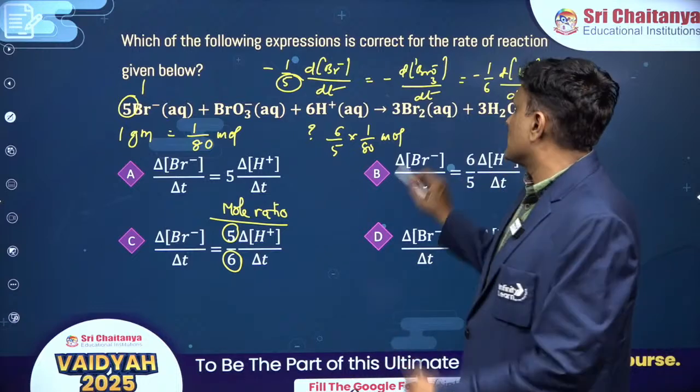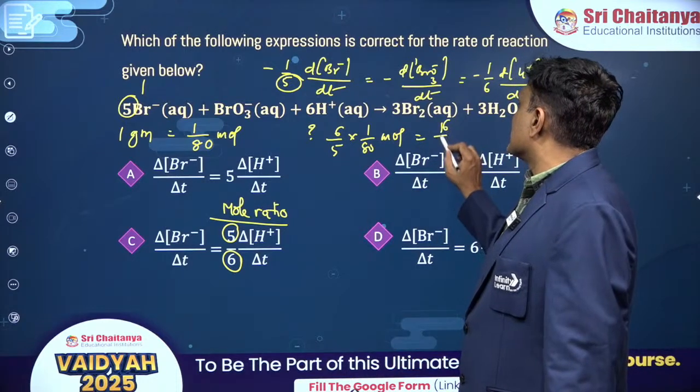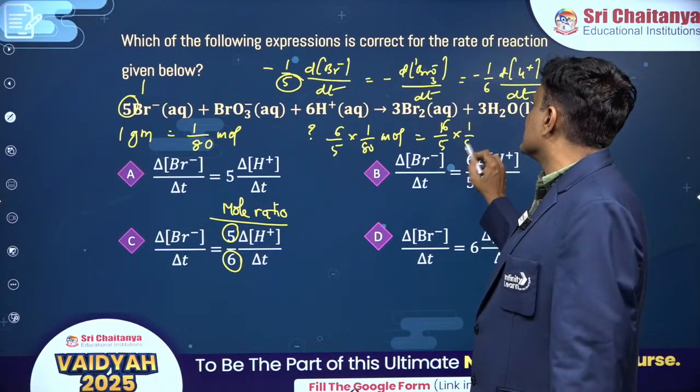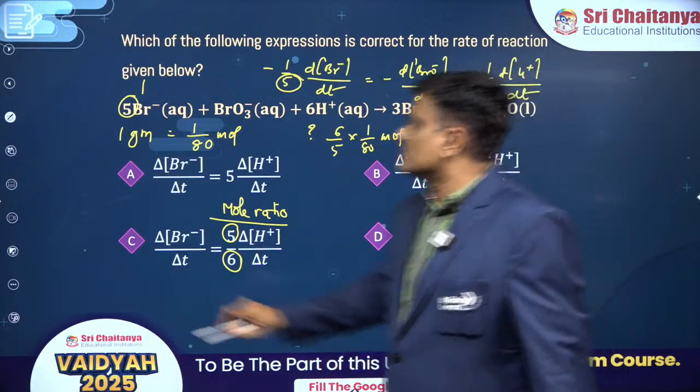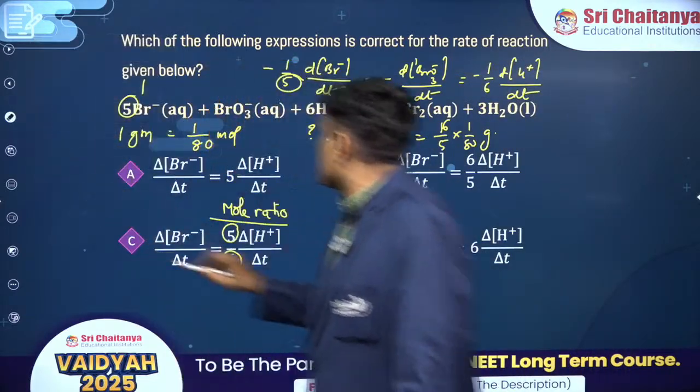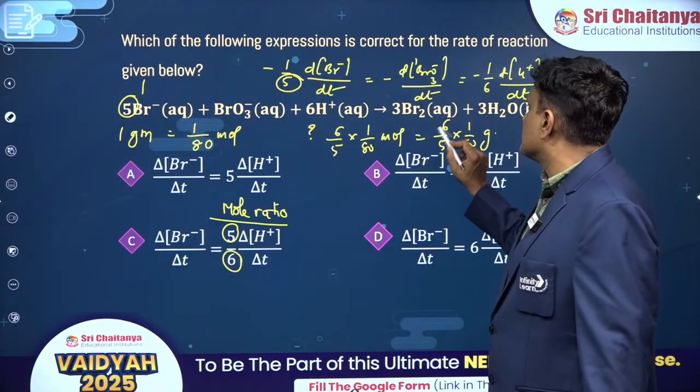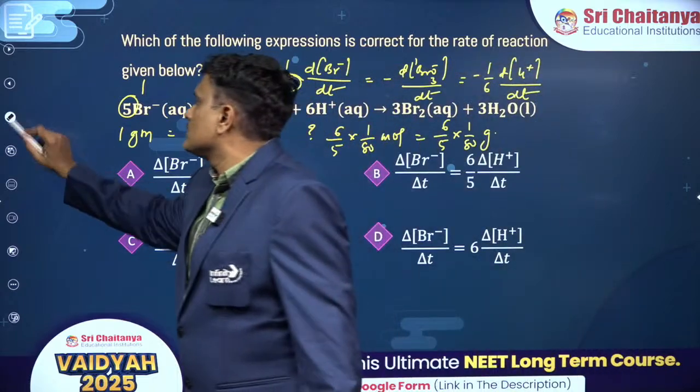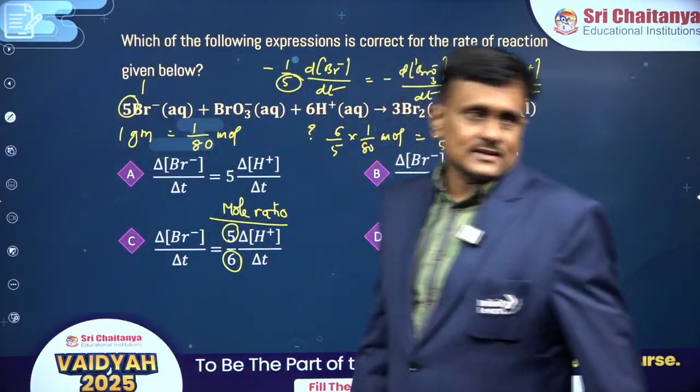And mass of H is 1. 6 by 5 times of 1 by 80 gram. So this would be the answer. So sometimes in order to confuse you, they might give it like that. So don't fumble. Alright, I think you understood.